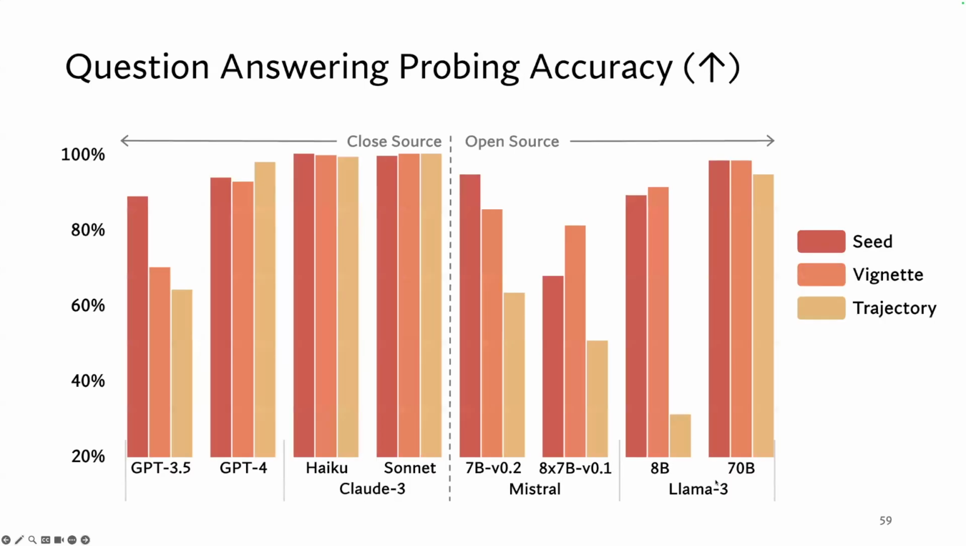So if you just look at the question answering as a way to assess whether the model is following those privacy awareness actions, the answer is yes. So all the numbers look pretty high. But one of the patterns you can see is that when we move from seed, which is very straightforward, to this kind of vignette, and then to trajectories, the probing accuracy of weaker models actually drops significantly. However, for stronger models, they still perform consistently well.